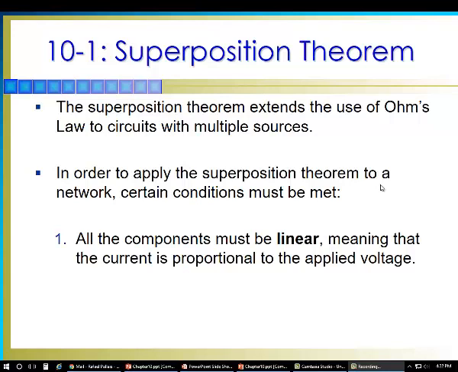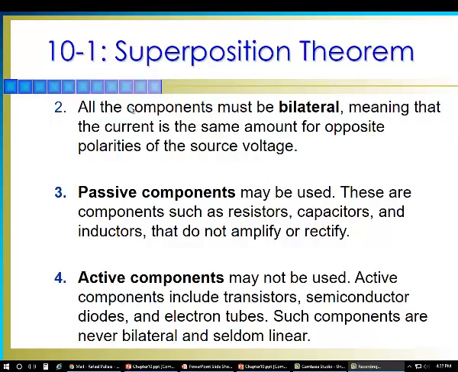Okay? Condition number 1, all the components must be linear components, meaning that the current is proportional to the applied voltage. When I say the current is proportional to the applied voltage, it means that as the voltage goes up, the current goes up, and when voltage goes down, current goes down as well. Second condition will be that all components must be bilateral, meaning that the current is the same amount for opposite polarities of the source voltage.